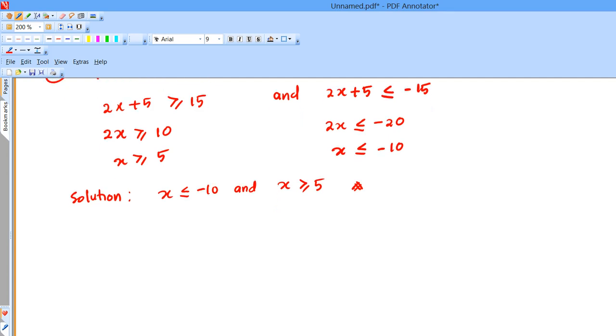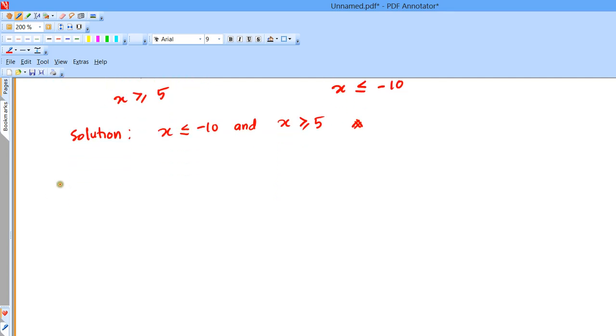Okay, next, second example. We have |2x - 7| - 12 < 25. So we need to simplify this absolute value inequality first. So we have |2x - 7| < 25 + 12, which means we bring the constant to one side.